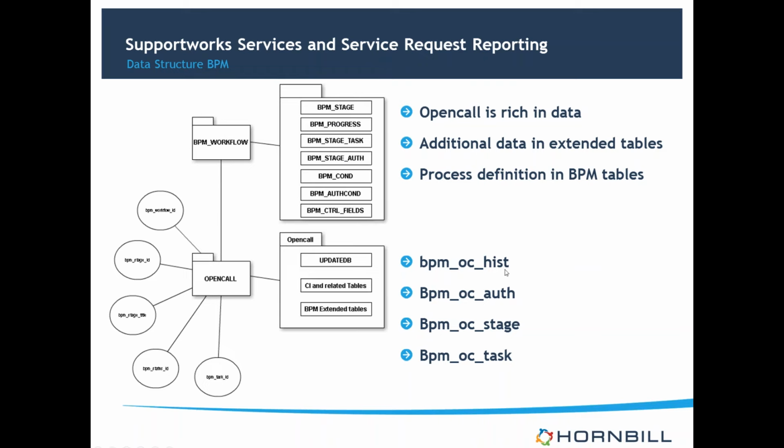Whereas the BPM_OC_hist is the transactional historical information about the BPM progress. The OC_auth is the transactional authorization information. The OC stage is the transactional stage. So every stage that's progressed, when it passes from one stage to the next, it historically records the stage information. So you're able to get quite a lot of data out of the system in terms of whereabouts a particular transaction is or how many are currently open at a specific stage.